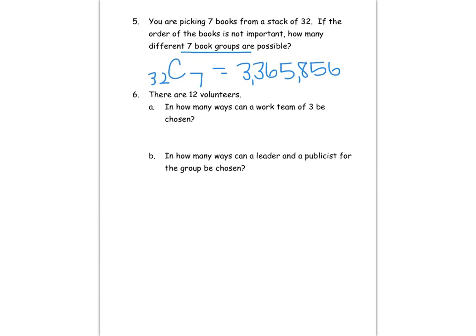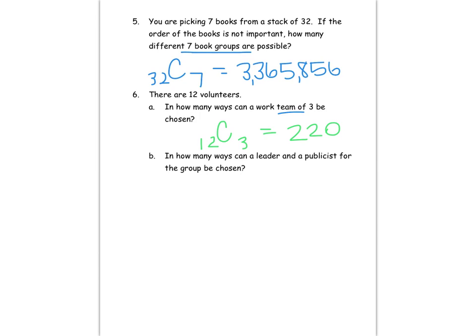Okay. There are 12 volunteers, and how many ways could a team of 3 be chosen? Team. Team's just a group. So that would be a C. It doesn't say that they're doing different jobs, so we would pick from all 12. We would just get a group of 3 people. 220 ways. 220 possible groups of 3 to work together for that job.